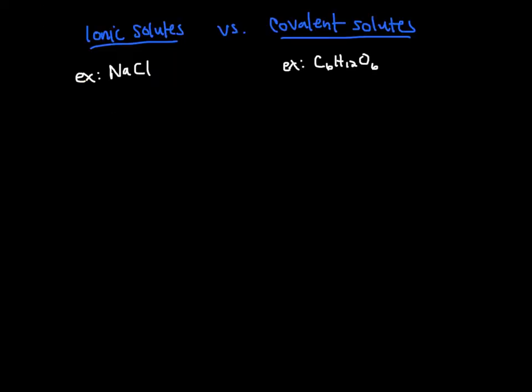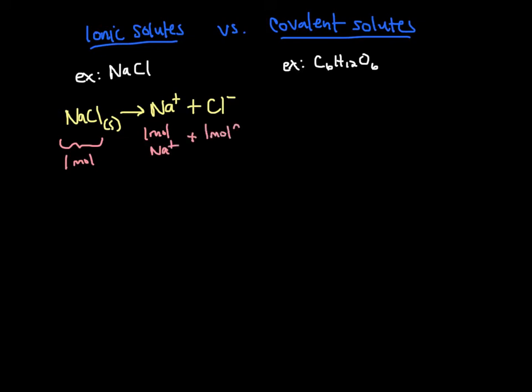All right, we need to discuss the type of solute that you're dissolving in your solvent. You can have solutes that are ionic, and you can have solutes that are covalent, and they do different things when they dissolve. Something like sodium chloride, which is an ionic solute, when you dissolve it into a solvent, splits into two ions, a sodium ion and a chloride ion. What that means is that if I have 1 mole of sodium chloride, I'm going to end up getting 1 mole of sodium ions plus 1 mole of chloride ions.